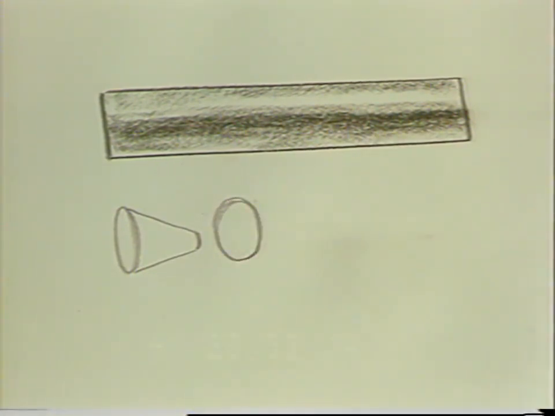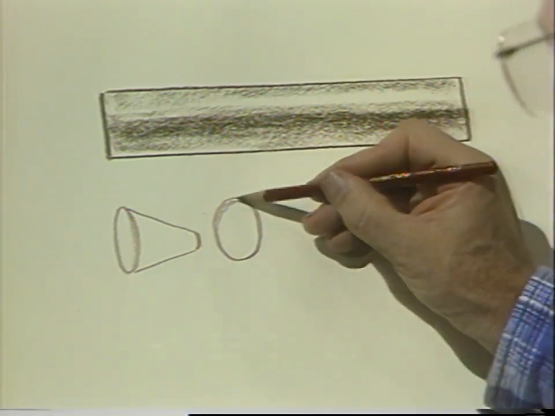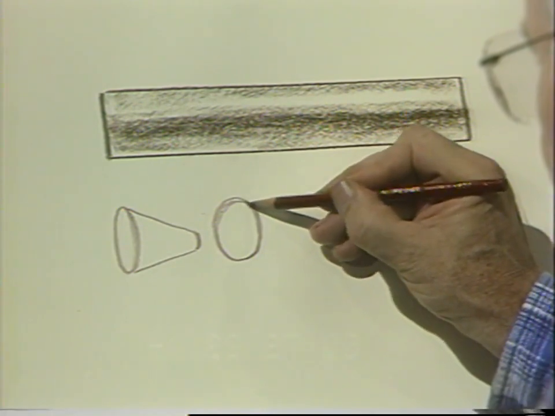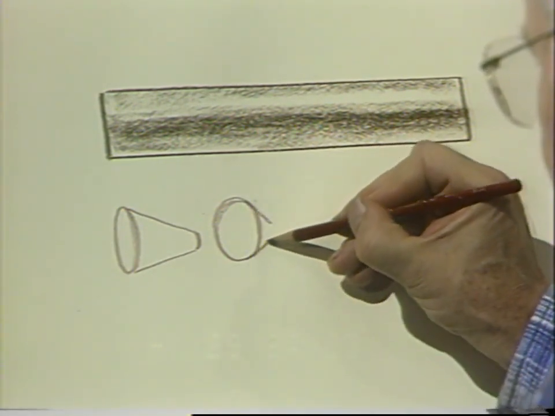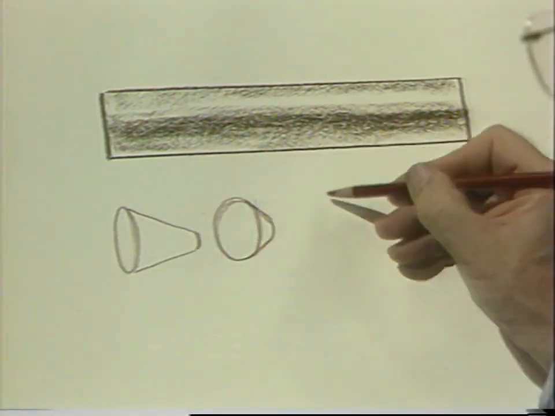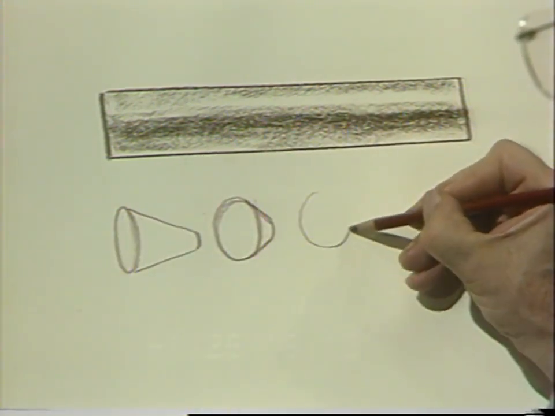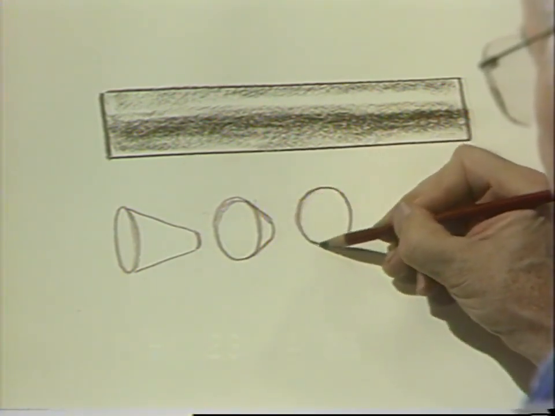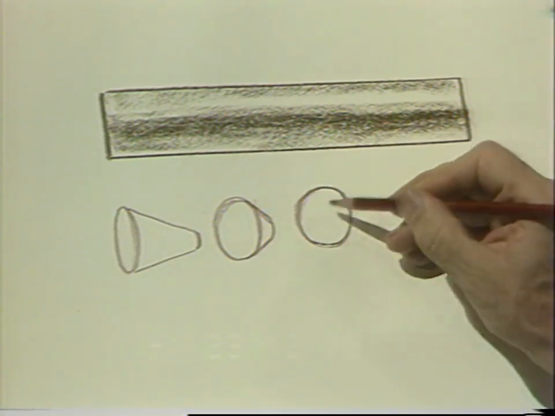I'm drawing a cylinder foreshortened. It's a cylinder in perspective, really. And it's in different views. Here's one view, here's another view. As it turns towards you, and it's directly pointed at you, it will look like this.